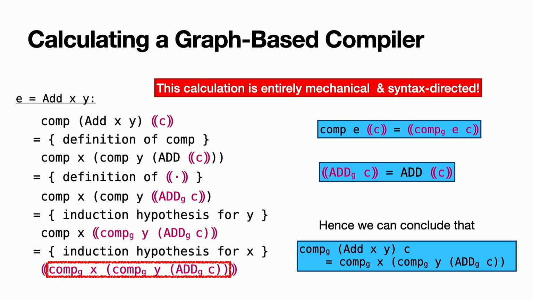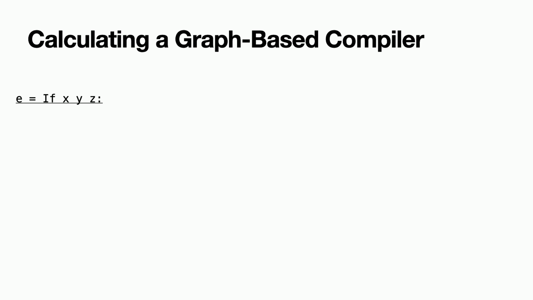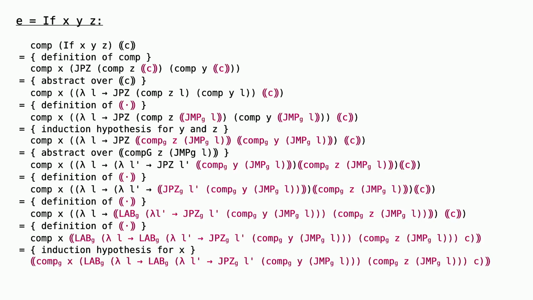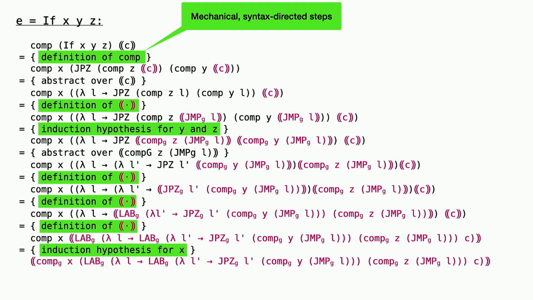So let's look at a more interesting example, namely the one for the if-then-else. I need a bit more space. And this is how it's going to look. So I'll just give it to you in one swift go. And it looks like a lot. But if you look closer, most of the steps, the ones highlighted in green here, are entirely mechanical, in the same way that the ones on the previous slide were mechanical. They're just applying the definition of the original compiler, unraveling, and the induction hypothesis, again just to move out these unraveling brackets to the outside.